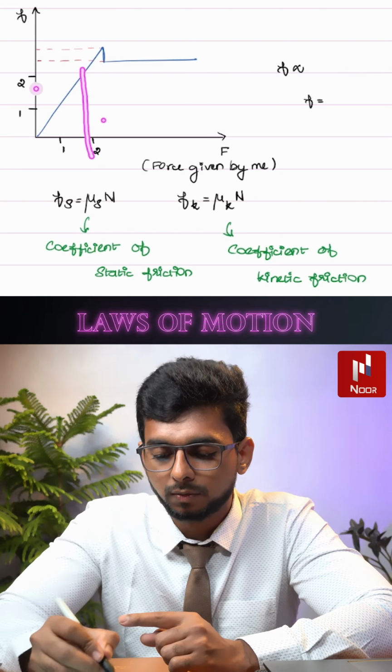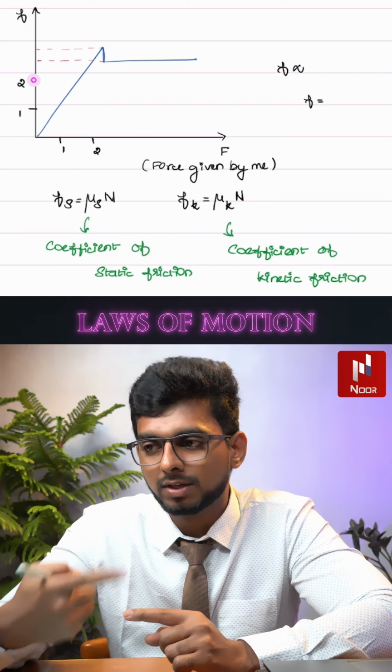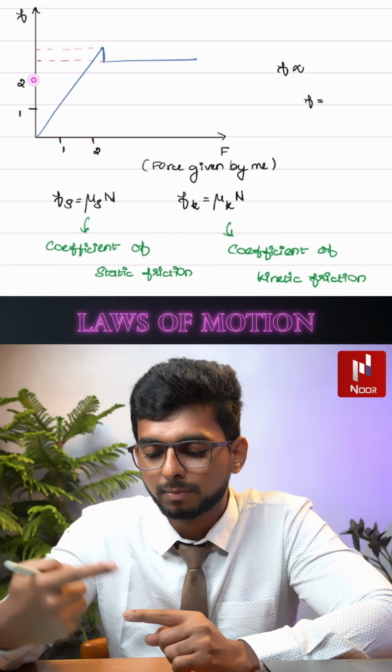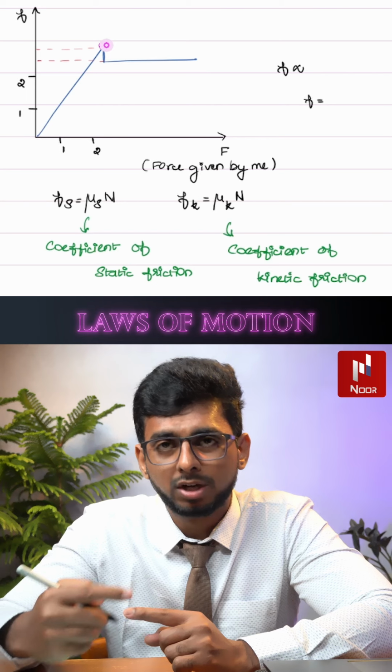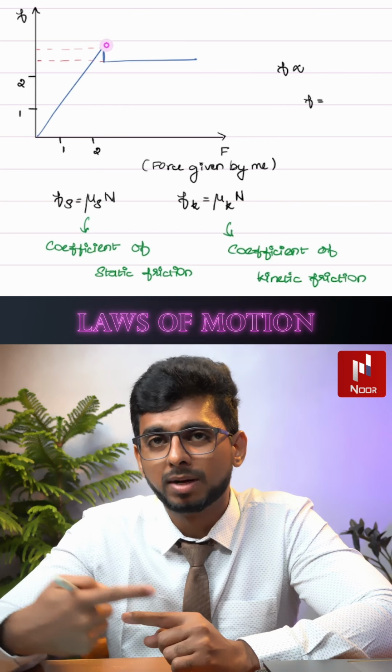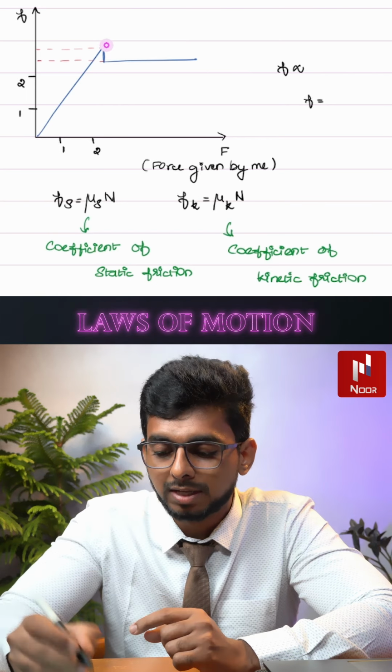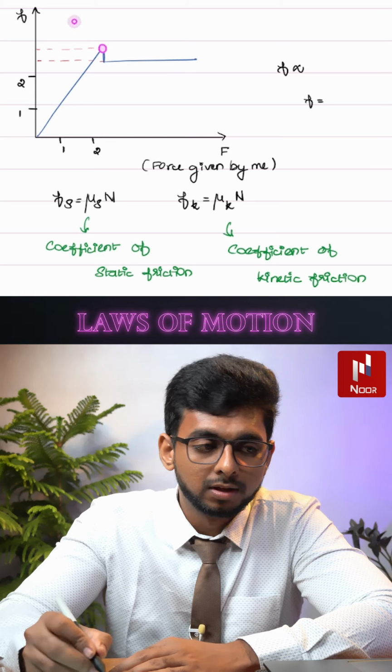Then when I give 2 Newtons, even in that situation the frictional force was good enough to balance it. Then there came a peak point where the frictional force wasn't good enough to balance it, so the object started moving. That peak point is called the static friction.